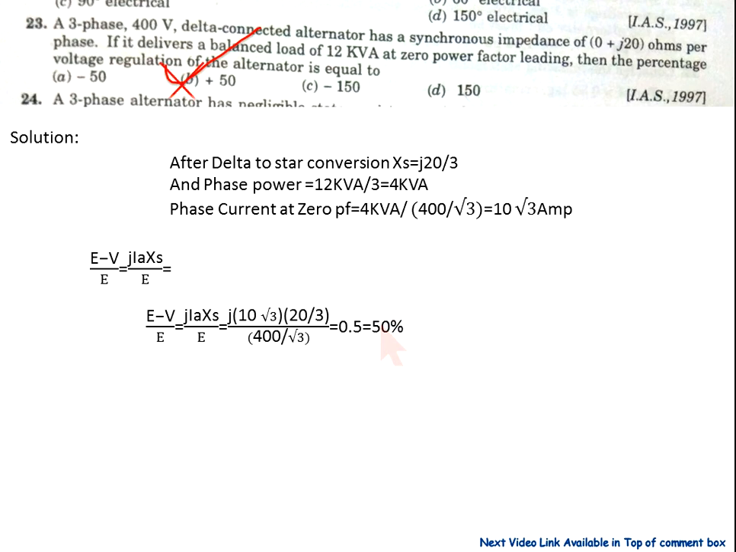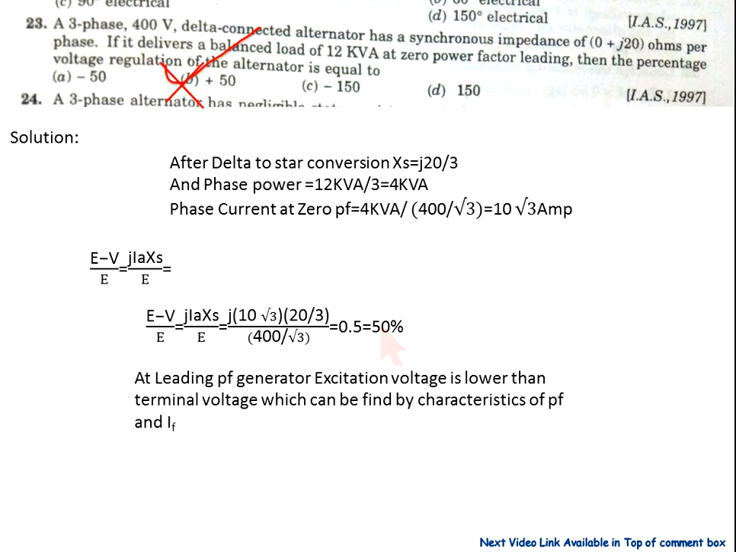That is the wrong answer. Now at leading power factor, excitation voltage is lower than terminal voltage. This is the main concept of this question. At leading power factor, the excitation voltage is lower than the terminal voltage, which can be found with the help of the power factor versus field current characteristics. So the regulation will become negative, so the answer A is correct.